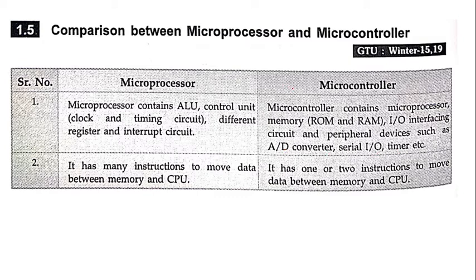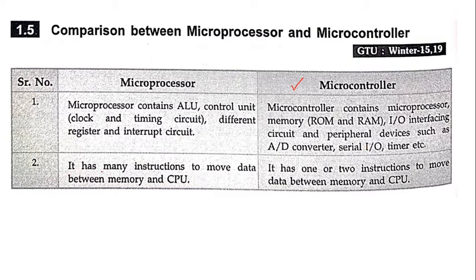So a microcontroller is an advance of the microprocessor, or we can say the microcontroller consists of all the features of the microprocessor. In a microprocessor we don't have any other peripheral device, but in a microcontroller we have all the other peripheral devices. These are like memory, that is RAM and ROM, input output interfacing circuit, and all the analog to digital converters and serial input output connections, right?